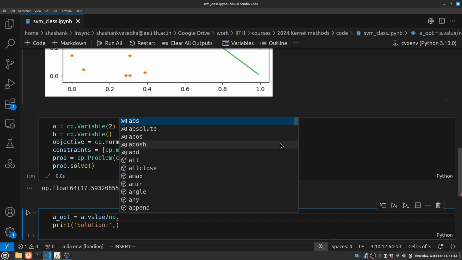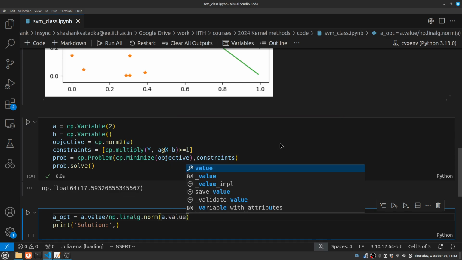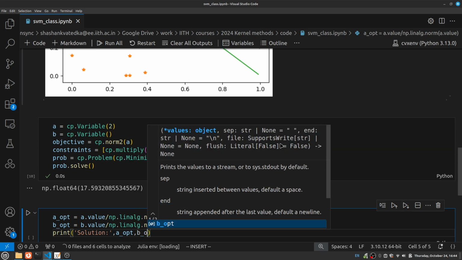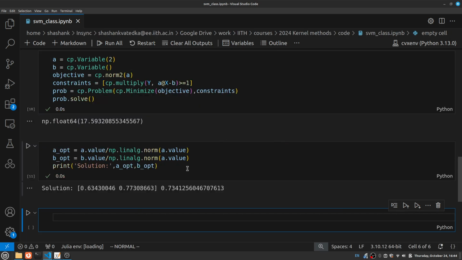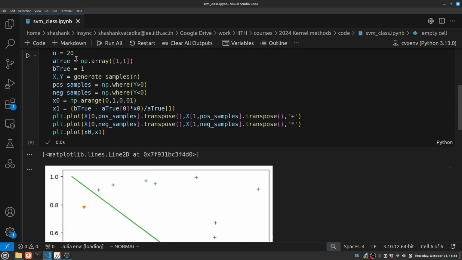I'll also normalize the solution. So I get something: 0.634, 0.773, b equal to 0.734. Let's plot everything and see what it looks like.